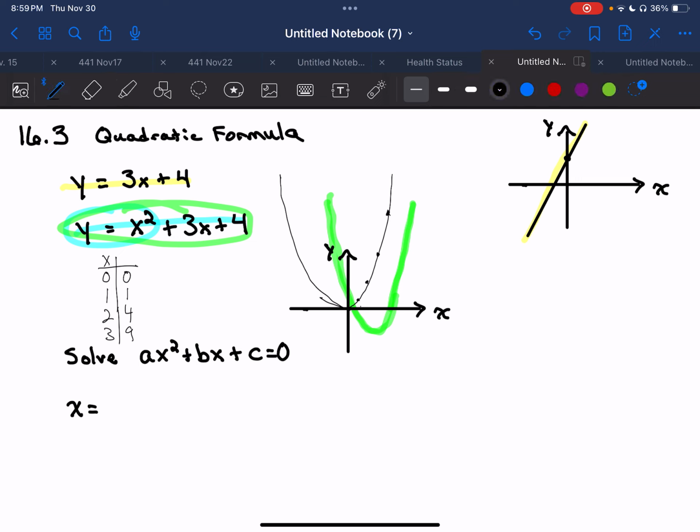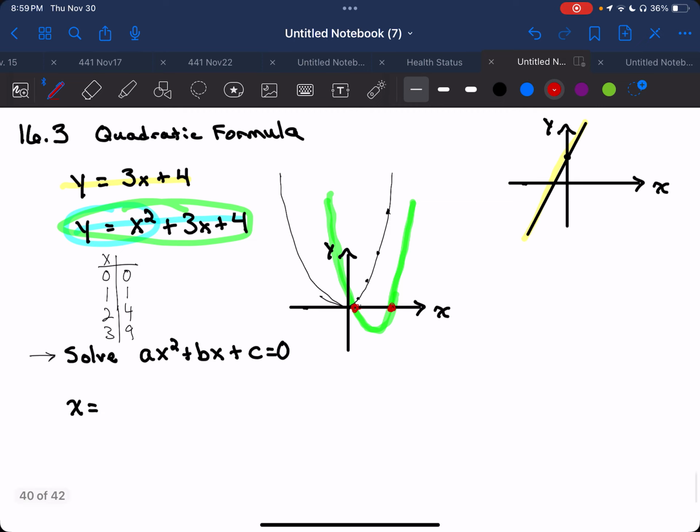What does that mean? What we're going to focus on is finding the x-intercepts of the quadratic. So if I want the x-intercept, I'm solving when y is 0. This is the focus of section 16.3. On the picture, what we're asking is, where does this curve cross the x-axis? When does y equal 0? At what values for x?